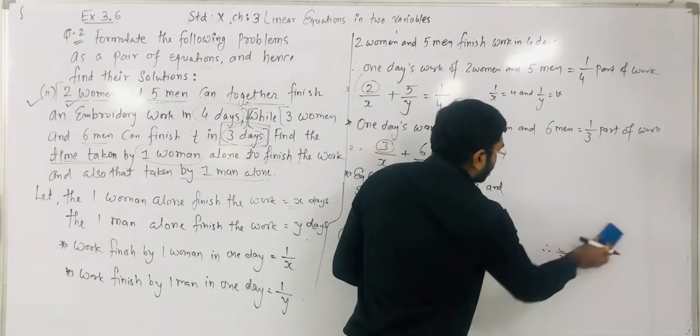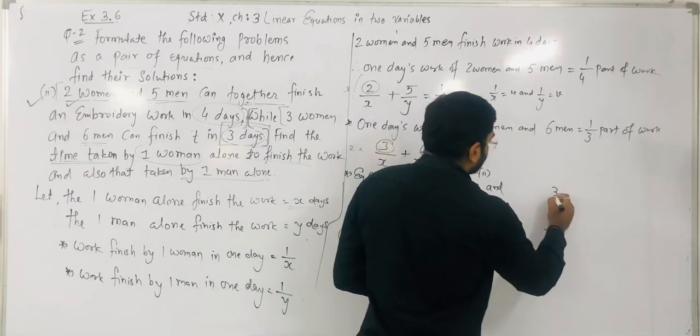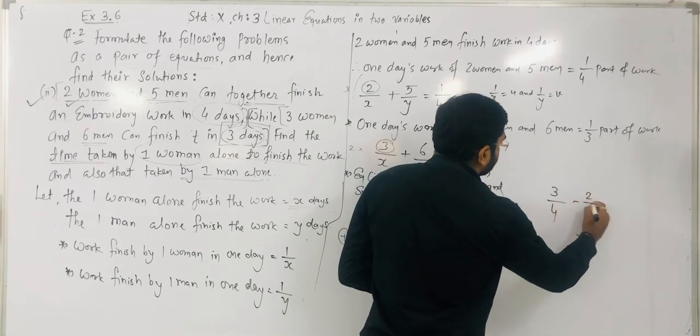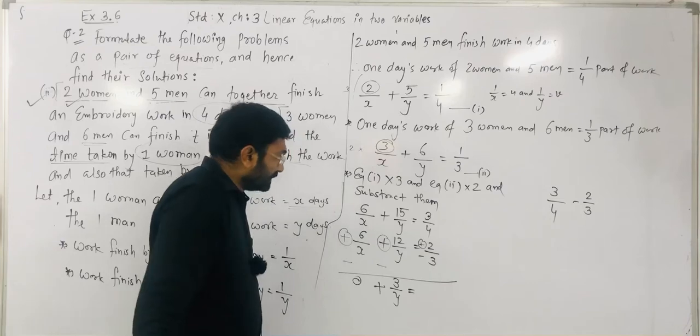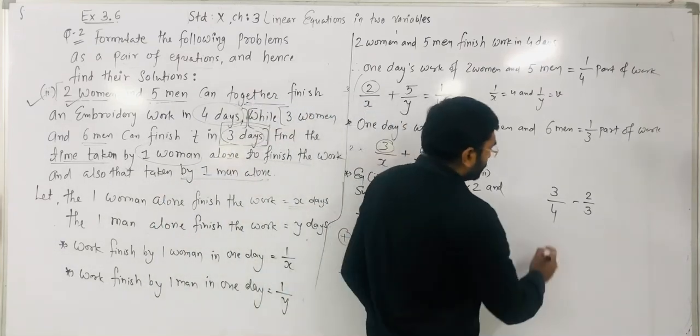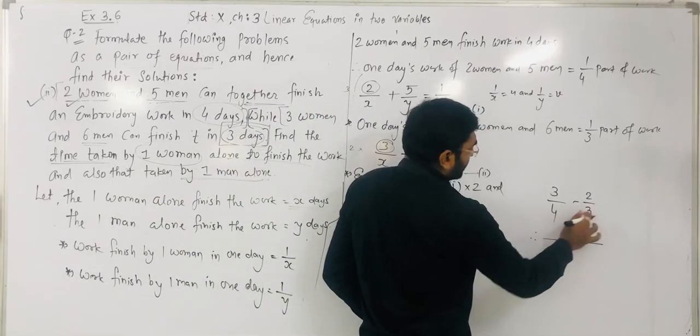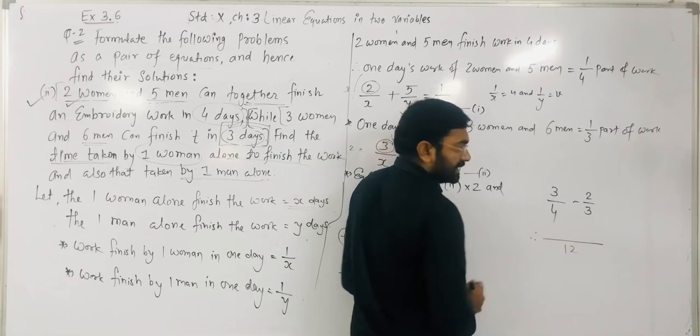Right? This is equal to the subtraction of these two numbers. So here I am defining: 3 by 4 minus 2 by 3. Right? 3 by 4 minus 2 by 3. So for that, what you have to do? You have to take the LCM of 4 and 3. So we get 12 as LCM.